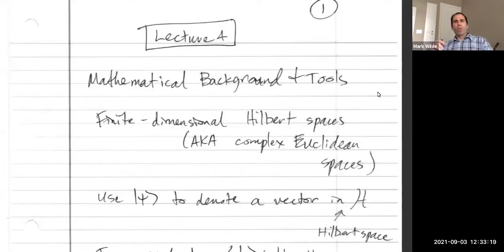All right, so welcome to lecture 4. Previously we talked about Shannon's two important theorems, data compression and the channel coding / capacity theorem. And that was just to give you some sense of what Shannon did.